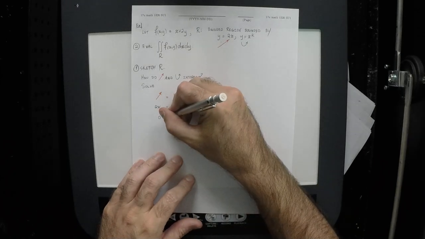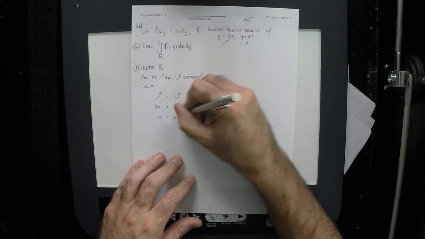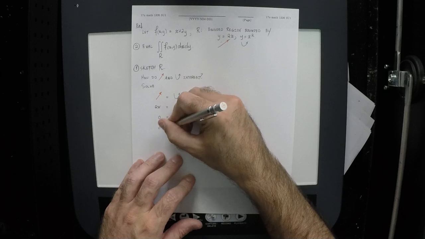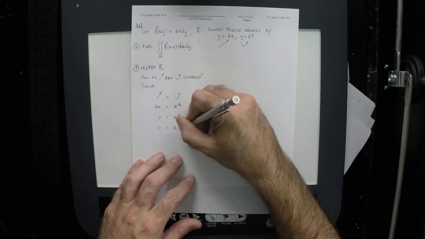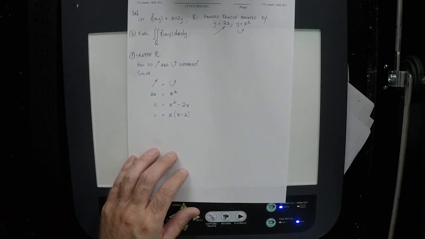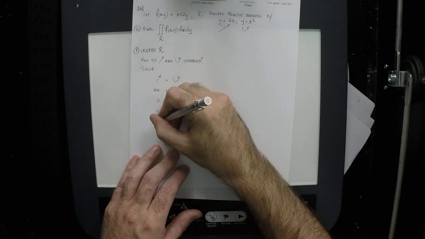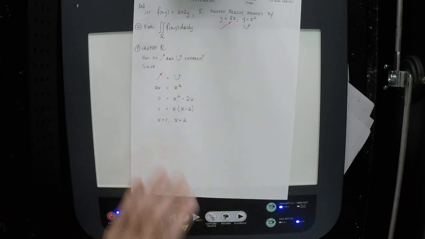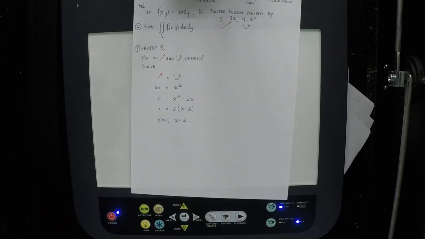So 0 is x squared minus 2x. So 0 is x times x minus 2. So the solutions are 0 and 2. Any question about how we did that just then? Okay.